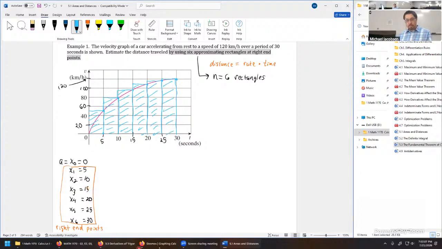So if we just estimate over this entire interval, 25 to 30 seconds, the driver did 120 kilometers per hour. We can take the rate, 120 kilometers per hour, times the length of time, 5 seconds, and get an approximated distance from this time frame as well. It's going to be an overestimate because we see the overage in area every step of the way, but these estimates only get better and better as you use more approximate rectangles, say 60 instead of 6.